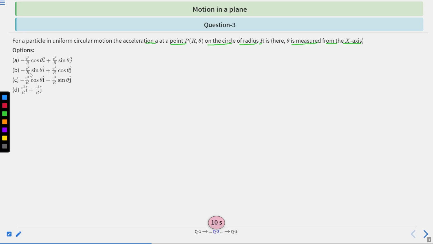B is minus v square by r sin theta i cap plus v square by r cos theta j cap. C is minus v square by r cos theta i cap minus v square by r sin theta j cap. And D is v square by r i cap plus v square by r j cap. So which one is correct? Option A, B, C or D? You have 10 seconds to solve this question. After that we will provide the solution.